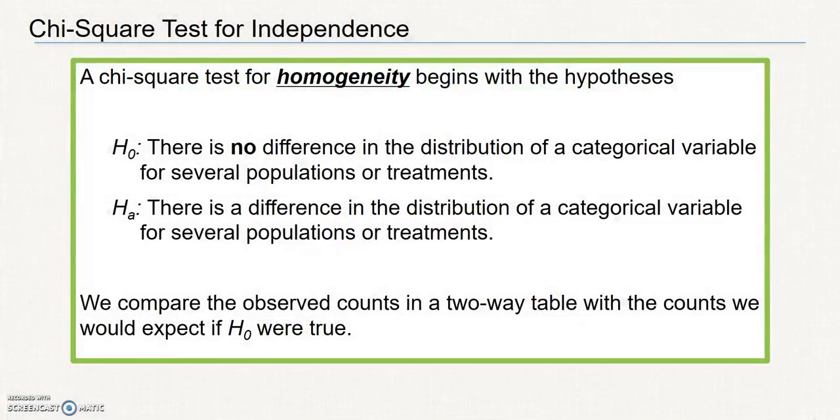So here is how you would begin a chi-square test for homogeneity. And notice that the H0, the null hypothesis, says there is no difference in the distribution of the categorical variable, whereas the alternative says there is a difference.